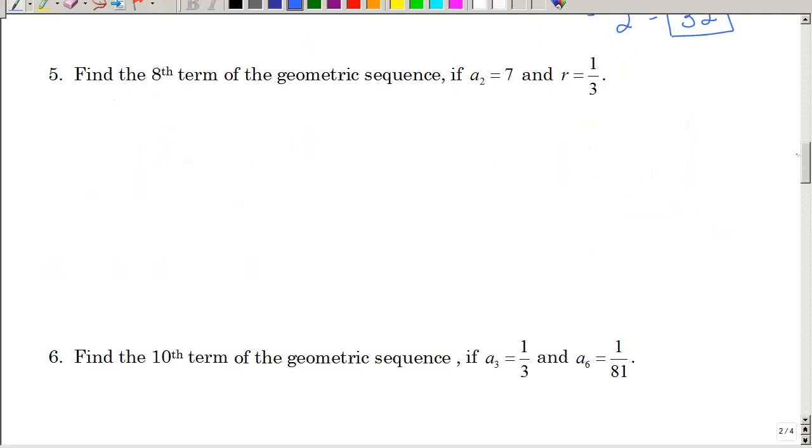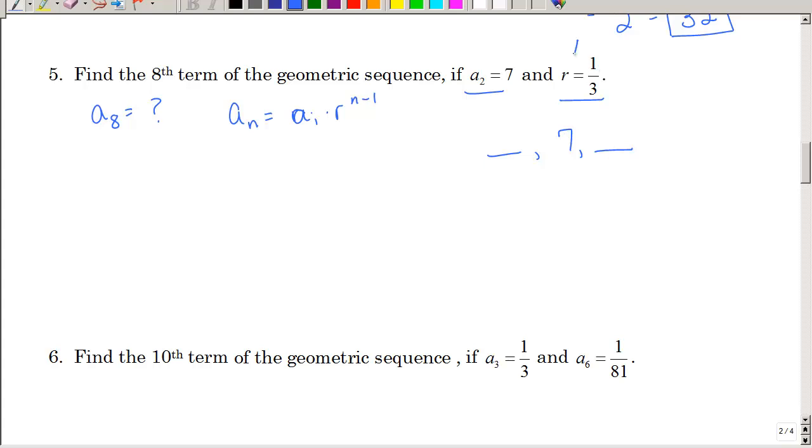Right, number 5, find the 8th term. But they gave me the second term and they gave me r. Not quite the same. So I want the 8th term. And if I have that formula, that says I need the first term. So I could go through a lot, but just think about it. I don't have my first term. My second term is 7.